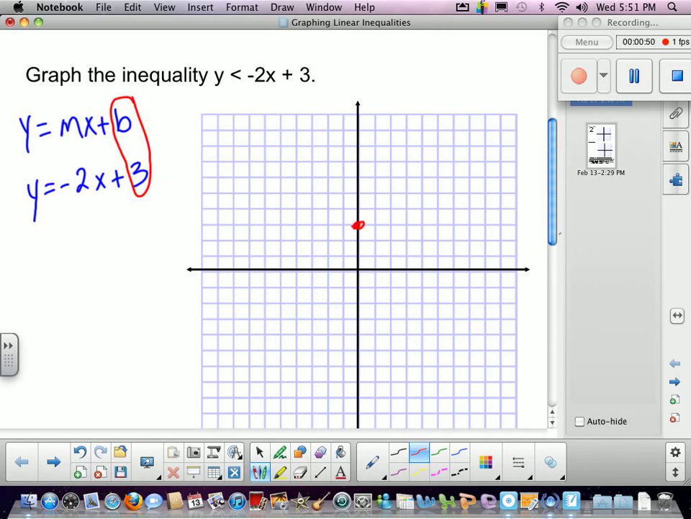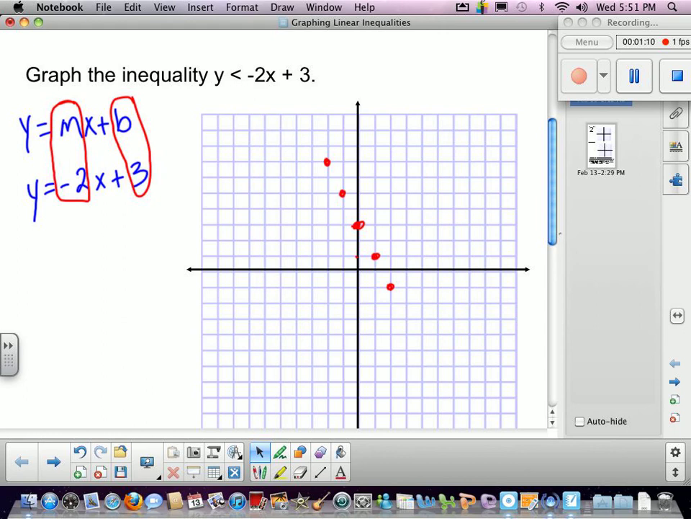I'm going to use the slope of negative 2. So I go down 2, right 1, put a point, down 2, right 1, put a point. I could also go up 2, left 1, up 2, left 1. Okay. The next part is actually drawing in the lines. All right, I've got the points that the line should go through, so now I need the line.